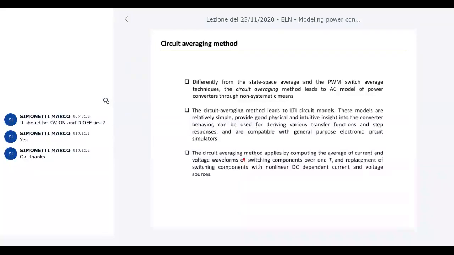So it's something which is left to the designer's capability and experience. This is not something that can be codified in a specific and strict procedure.